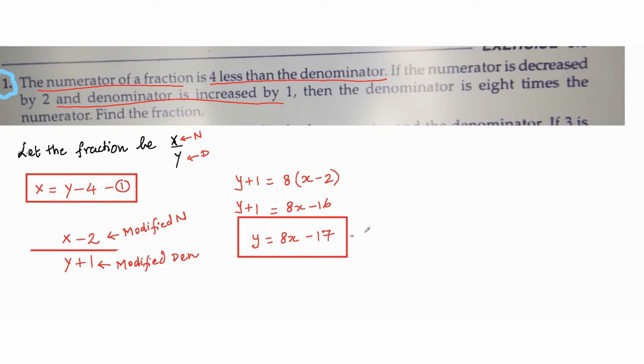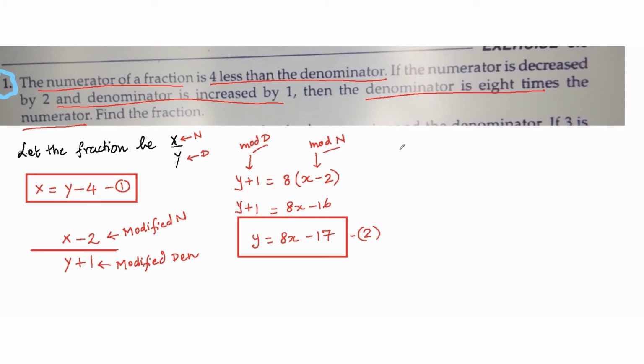So what I did here was I said that this is my modified numerator. The modified denominator is 8 times the modified numerator. That means y plus 1 is the modified denominator. It is 8 times the modified numerator, right? So that is how I framed this particular equation.